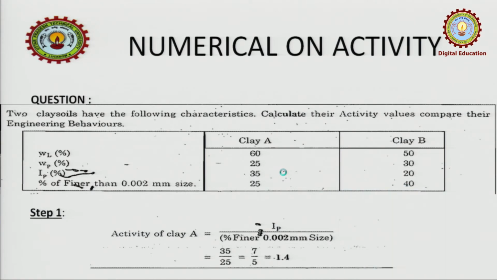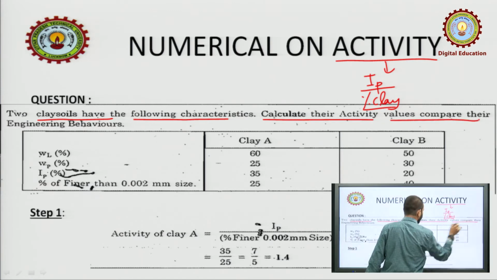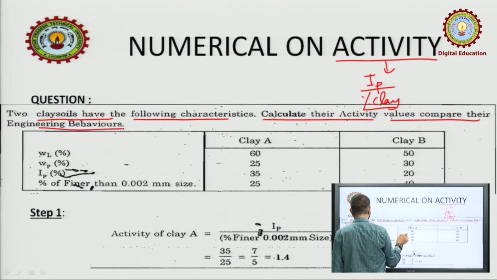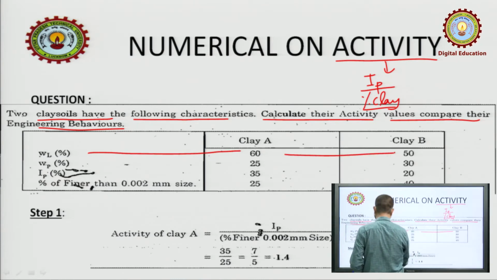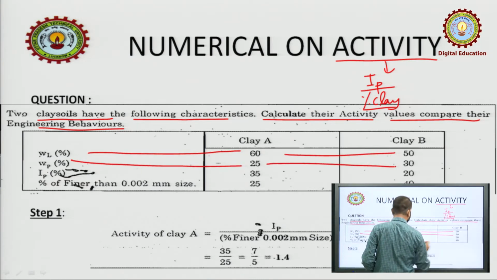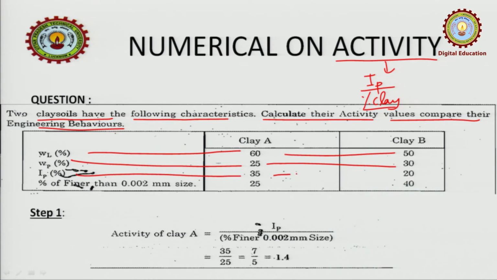Now this is another question, depending upon the activity. If you remember, what was activity? Activity was IP upon percentage of clay. So what are we given? Two clay soils have the following characteristics, calculate their activity and compare their engineering behaviors. So we are given WL for both soils, WP for both soils, IP for both soils, and finally this is the clay fraction.